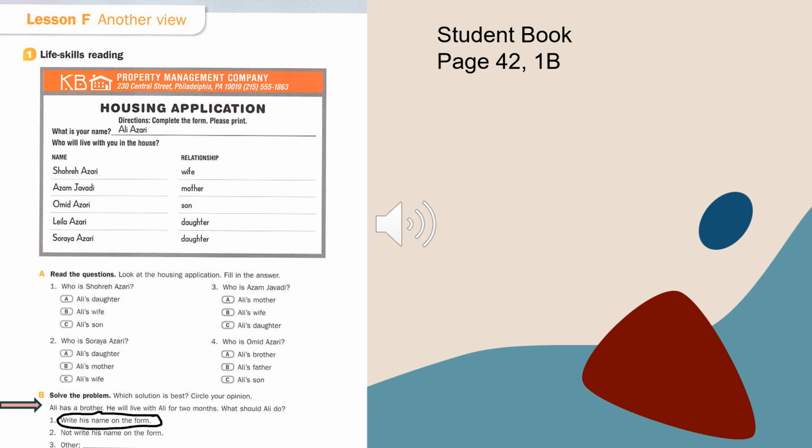Here is the answer. I circled write his name on the form because if Ali doesn't write his brother's name on there and somebody came to inspect the house and they found the brother there, they might make everyone move out. So I thought it was better to write his name on the form. What did you think and why?